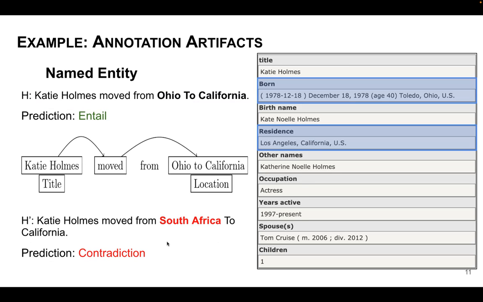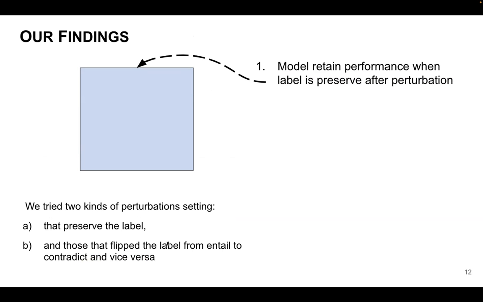Now, see the example. There is a table about Kathy Holmes, and then there is a hypothesis: Kathy Holmes moved from Ohio to California. The prediction for this is entail, as we can see, Kathy Holmes was born in Ohio and now resides in California. I can take this sentence, apply named entity recognition as well as dependency parsing, and find that moved is the verb, Kathy Holmes is the entity, the title, and Ohio to California is the location. Now one can make a perturbation which changes Ohio to South Africa. In this case the model prediction should change to contradict.